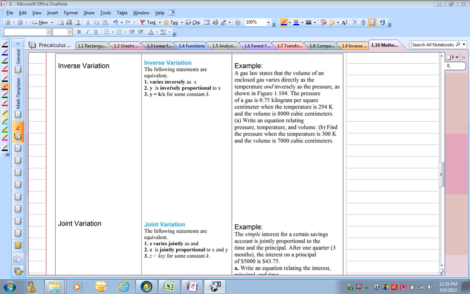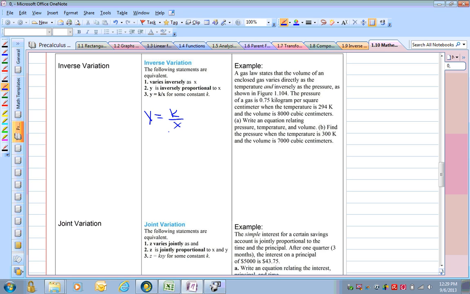So for inverse variation, the following statements are true. It can be read as "y varies inversely as x," or "y is inversely proportional to x." Those both mean the same thing. And here's the formula, the little equation you're going to focus on: y equals k over x. K over x, so k again is our constant.